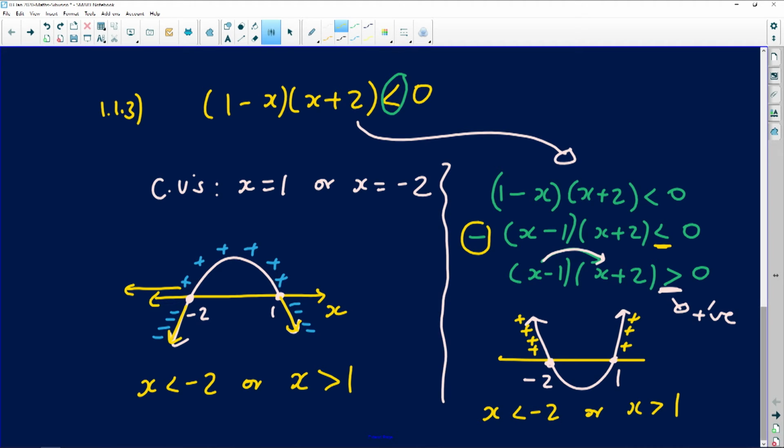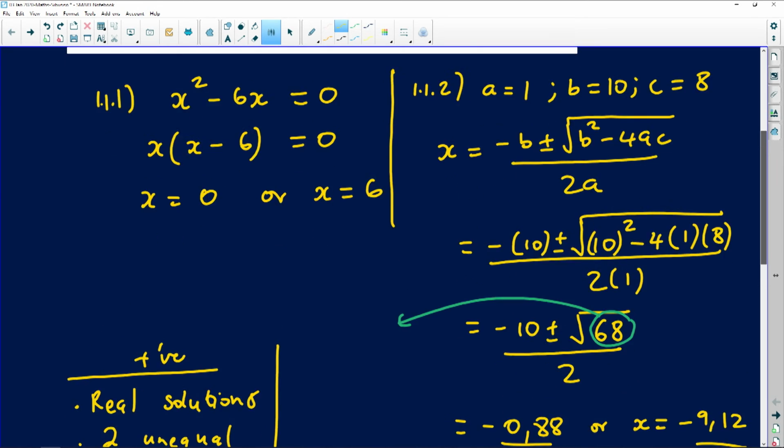Just be careful to make sure that you're not dealing with a sad face parabola when you're solving inequality questions. A beautiful question indeed. Right, let's move on to the next one quickly.